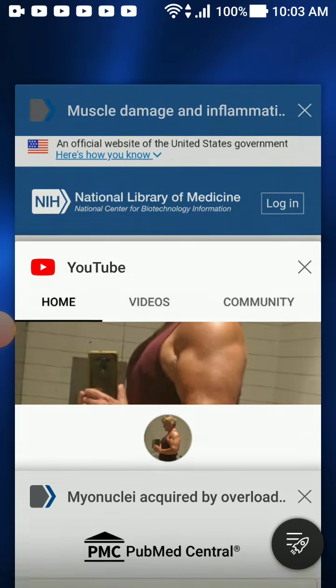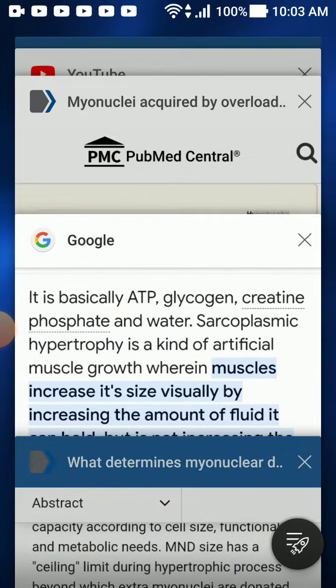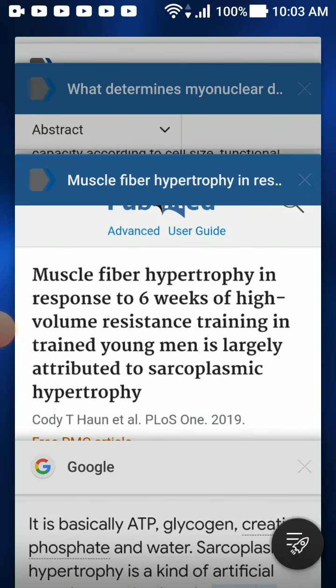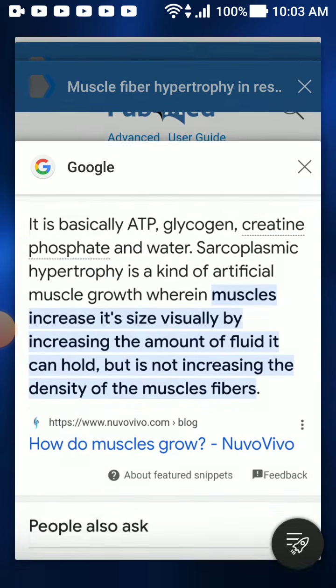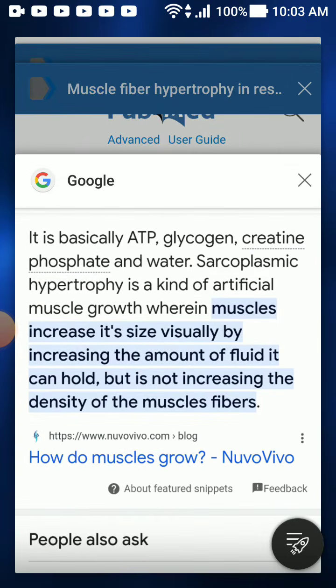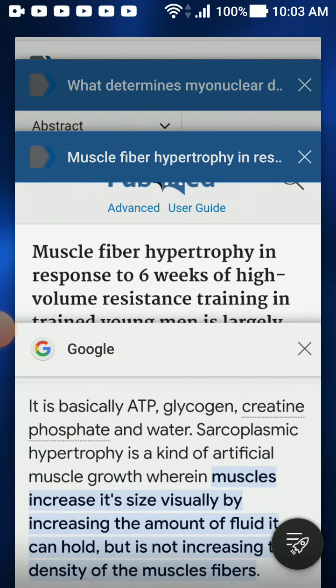See, I could prove everything that I say because the science is there. People just don't understand it. See? Artificial muscle growth, wherein muscles increase their size visually by increasing the amount of fluid they can hold. That's what all of you are doing in the gym. Try to just eat your protein and go to the gym and work out, and see if you can actually build muscle on a carnivore diet without eating your herbivore diet.